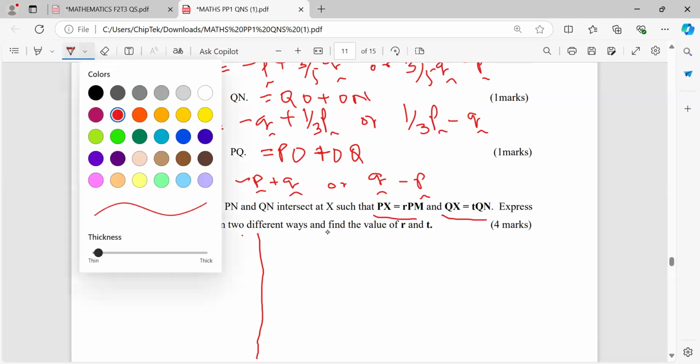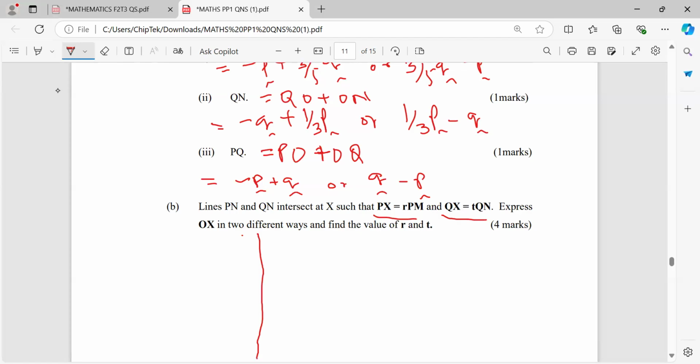Find the value of R and T. So X equal in two ways. So kuna OX1 na kuna OX2, ambazo nitaandika pia. So OX ya kwanza ukitafuta lazima upitie kwa PX. Na OX ya pili ukitafuta lazima upitie kwa QX.